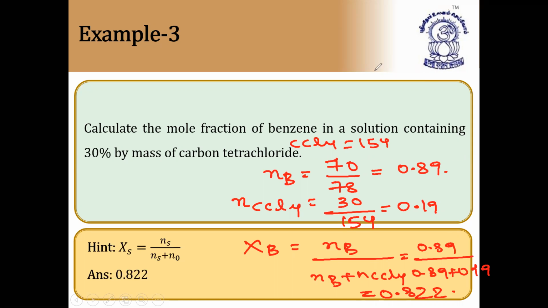So in this way you have to do. Because they are not given weight, straight away we have to take mass percentage, that is 70 by 78, 30 by 154. I hope this is clear now. Next question.